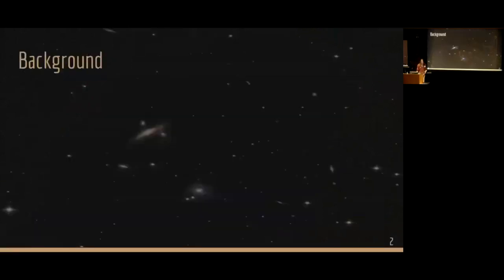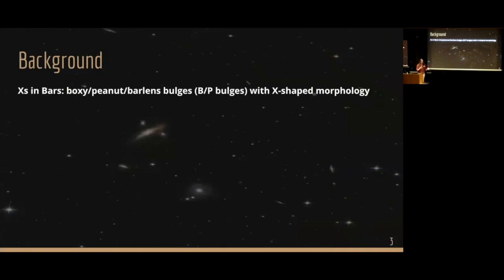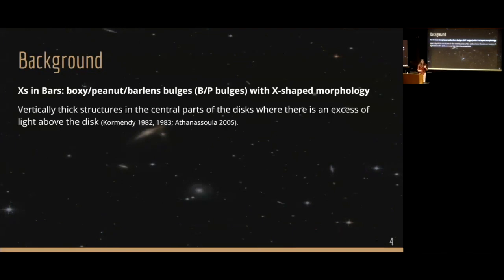So first, a little background. X's in bars. These are also called boxy peanut bulges, Barlin bulges, and they contain that X-shaped morphology that we just talked about. You can still see it, small right there. So these are described as vertically thick structures in the central parts of disks where there is an excess of light above the disk.